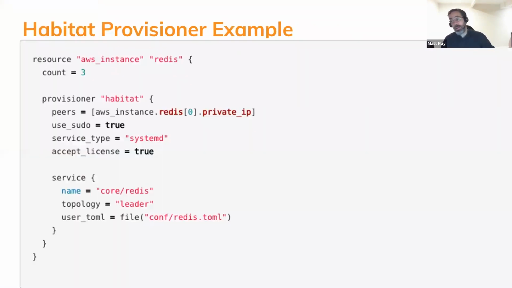There's an example in the Terraform documentation of standing up an AWS instance and then putting three Redis machines on that box. I'm not going to run a demo of this today, just in the interest of time. But you can see there that we're standing up our Habitat service. It's going to be running under systemd, and we're going to take the core Redis package with a leader follower topology and a TOML file for configuration. So you could manage that TOML file through Terraform as well, passing in whatever variables you may need. Fairly straightforward.